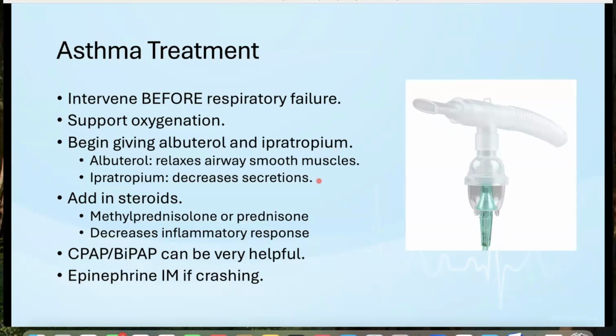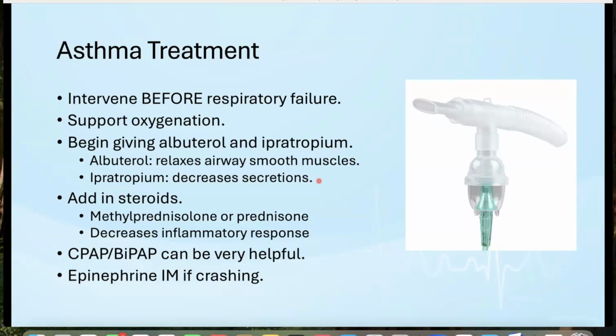We use albuterol because it relaxes those smooth muscles that wrap around the bronchioles, so we get those to relax. We use ipratropium because that decreases that mucus production, and so we get less gunk in our airway. And frequently, once we've done both of those, you're going to have patients start to cough, and you may even have their wheezing apparently get worse.